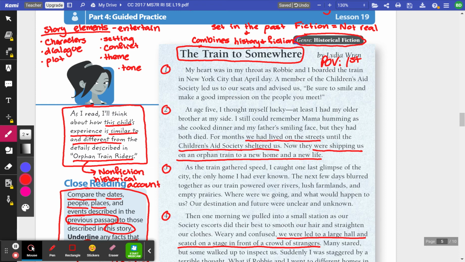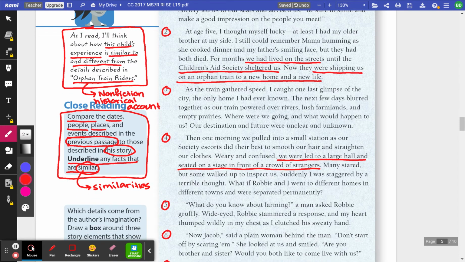So, with that being said, the next thing I underlined was in paragraph 4. I said, we were led to a large hall and seated on a stage in front of a crowd of strangers. I know that this matches what is written in the historical account. In paragraph 4 of your historical account, it says the orphans were cleaned up and displayed on stage. So I know that the orphans were taken to an area that had a stage.